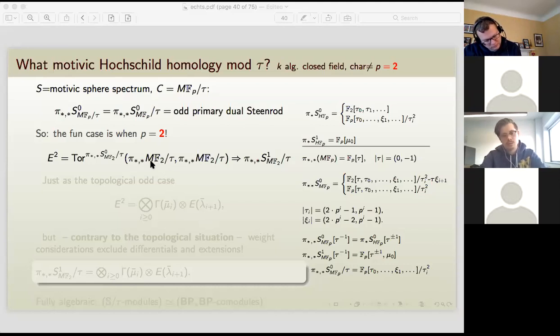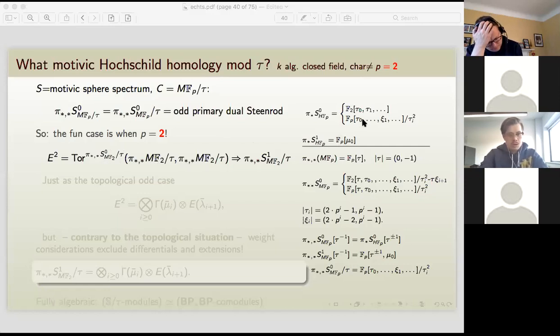At this place where I have placed my cursor, since I'm working mod tau, the original polynomial F2 generator tau, mod tau, is just F2. So in both these two places here, I just have an F2. And up here, well, what do I say? I said that I had exactly the same formula as in the odd primary dual Steenrod algebra. So let's look here.